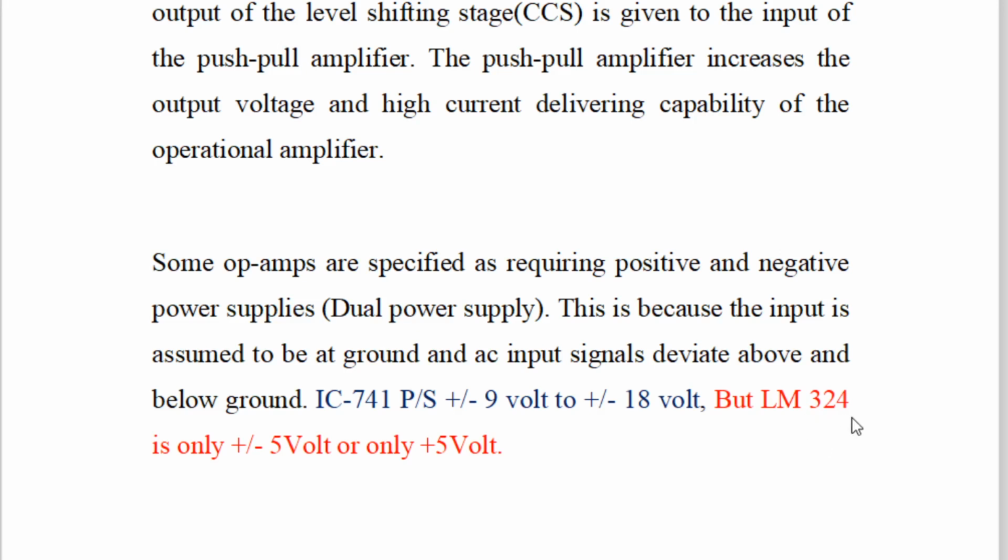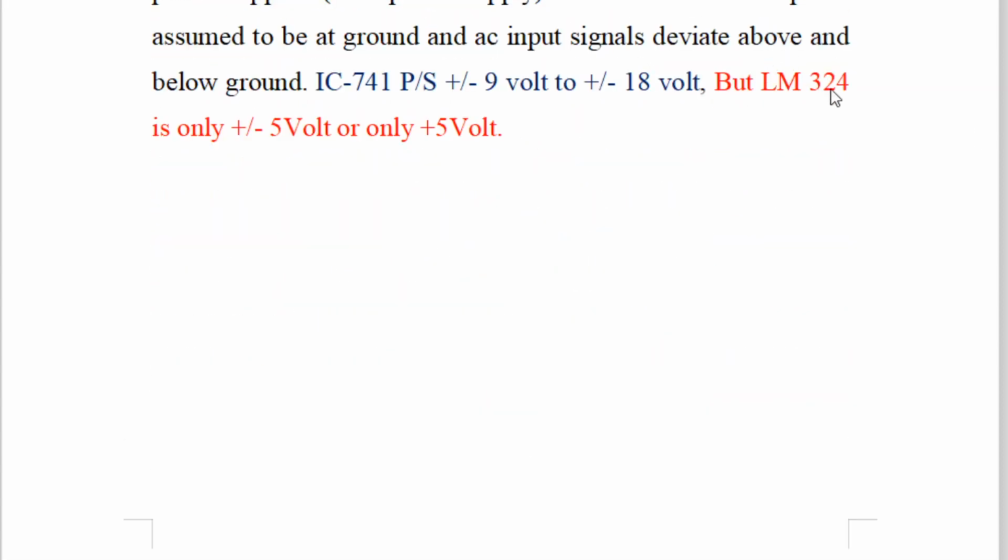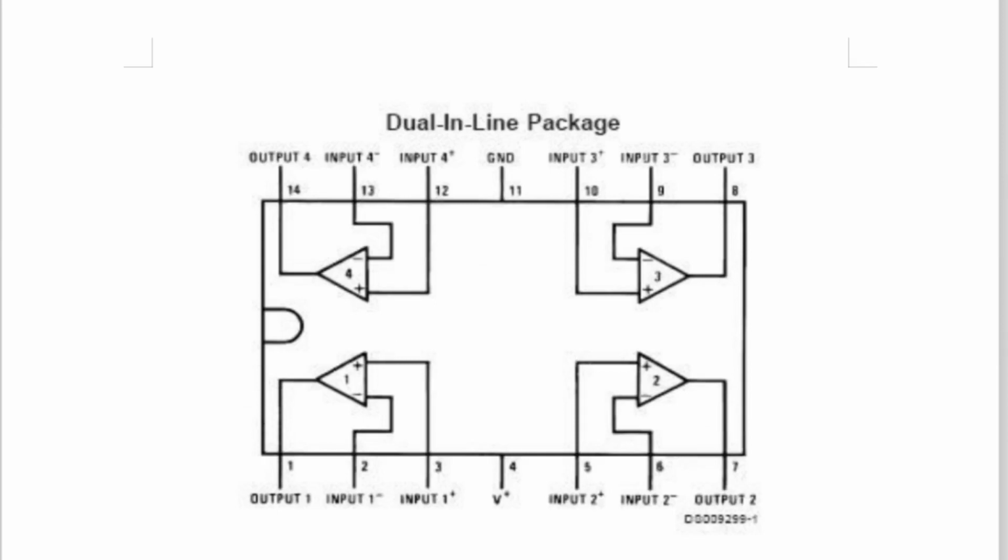The example is LM324, and this LM324 works on a single power supply, but the manufacturer also suggests you can apply a dual power supply. So LM324 is plus minus 5 volt or only plus 5 volt. So both options are available. But in LM324, you have four operational amplifiers in one IC only.